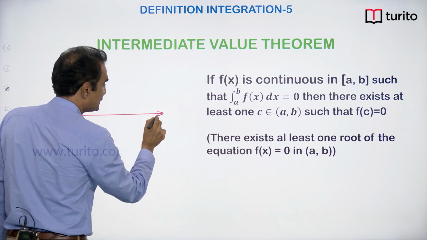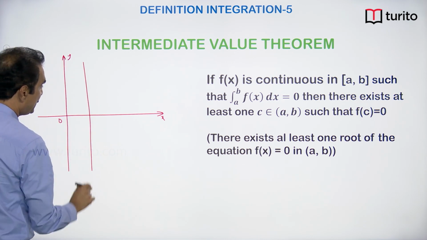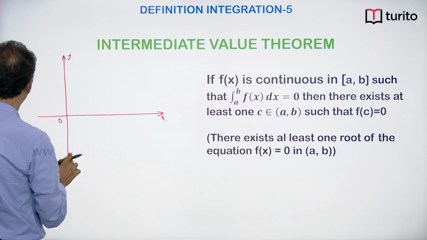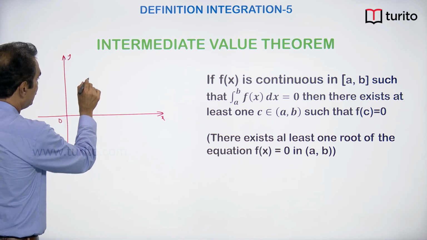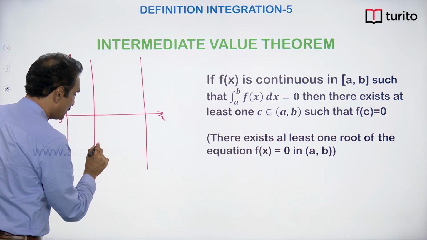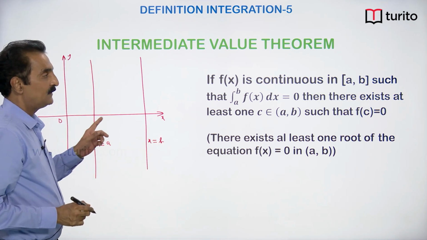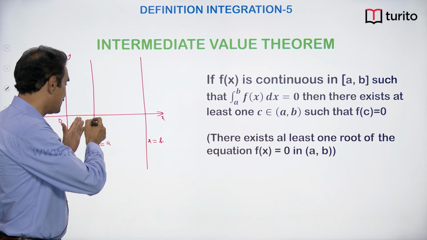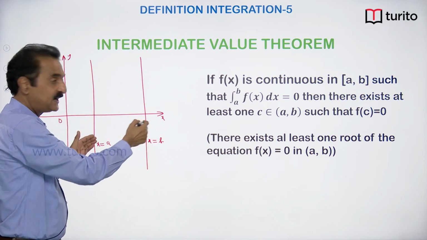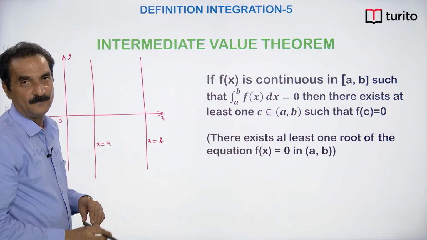Let these two be x axis and y axis. Take an interval a to b. This is x is equal to a, this is x is equal to b. Function is continuous from a to b means you take f of a somewhere, f of b somewhere on this line, and those two points will be connected by a continuous curve without any break.